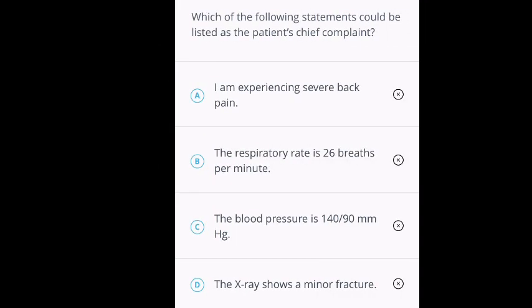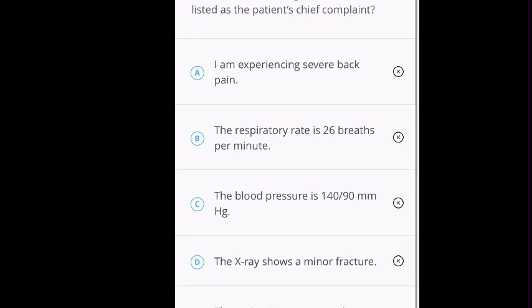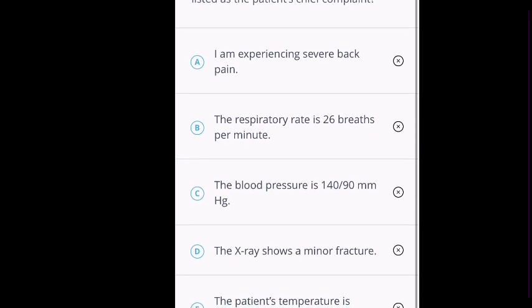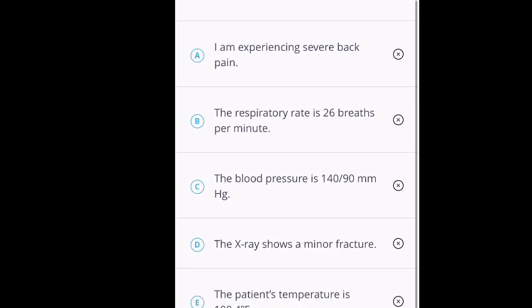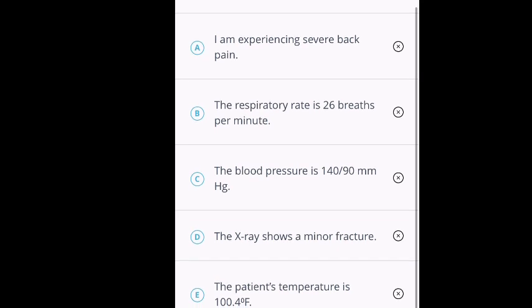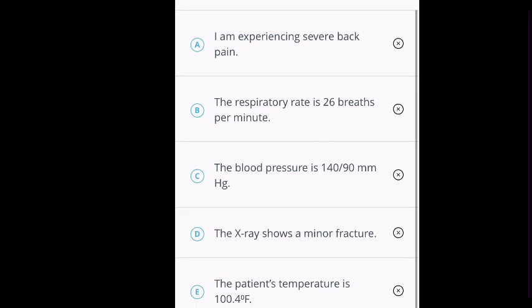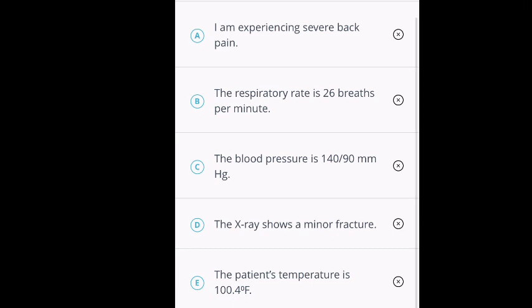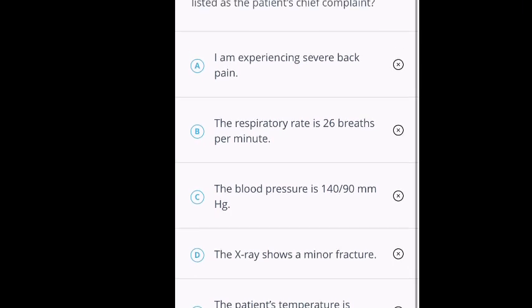Which of the following statements could be listed as the patient's chief complaint? I am experiencing severe back pain. The respiratory rate is 26 breaths per minute. The blood pressure is 140/90. The x-ray shows a minor fracture. Or the patient's temperature is 100.4. The correct answer is I am experiencing severe back pain.